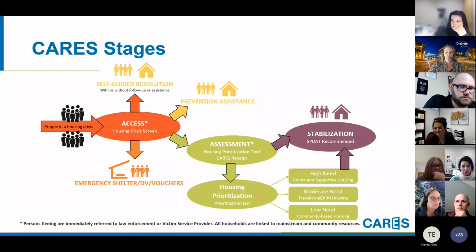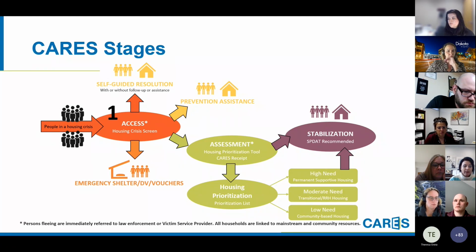So in an ideal world, this is the way coordinated entry would flow if we had all resources available all across the state. So first, people in a housing crisis may present at or be referred to any of the CARES access sites. The access site would take them through the housing crisis triage to determine how a person progresses through our system. So persons with greater personal strengths and resources and few barriers would be diverted to community and mainstream resources for a self-guided resolution.